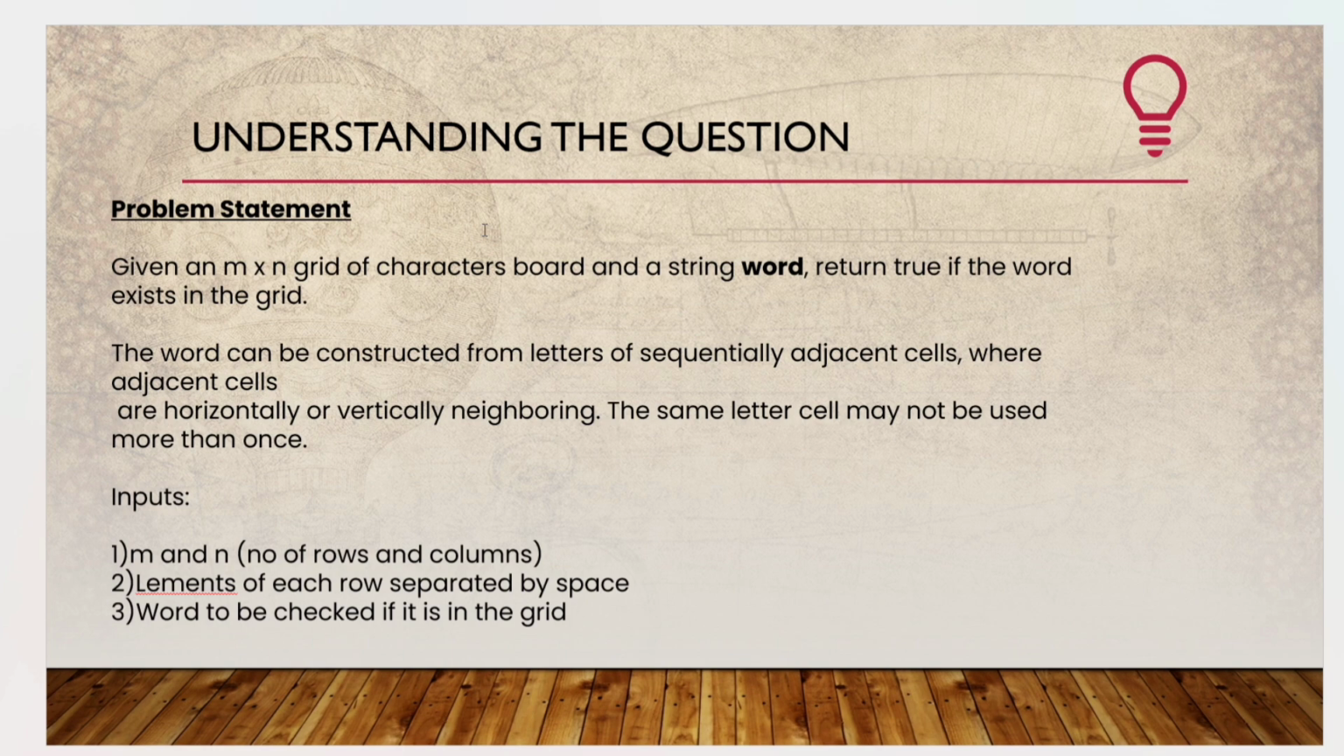The first part is understanding the question. The main thing in solving a problem in coding is decoding the question, or understanding the question properly. Here, the question is whether the given word is present in a grid or not. And the condition is that the letters must be in adjacent cells of each other, whether horizontal or vertical neighbors, not diagonally.